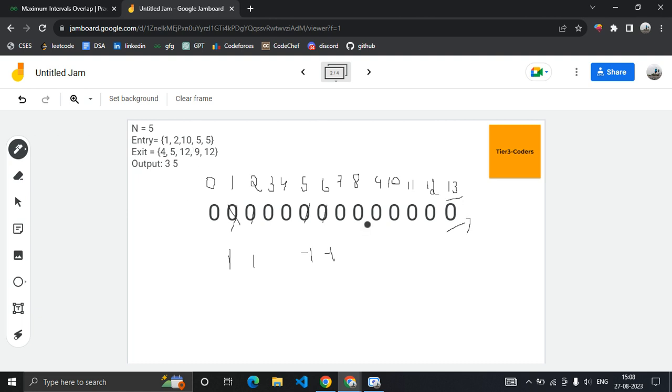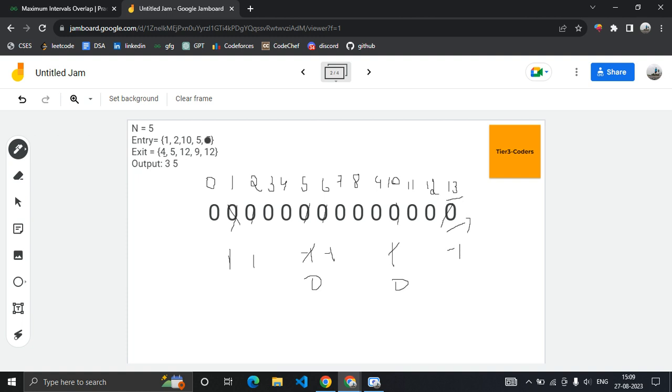Third, 10 to 12: 10 will be plus 1, and for 12, it is 12 plus 1, that is 13. So 13 would be minus 1. Now coming on to the fourth case, there is 5 to 9. So 5 gets plus 1, and for 9, that is 9 plus 1, 10, I will decrement 10 by 1.